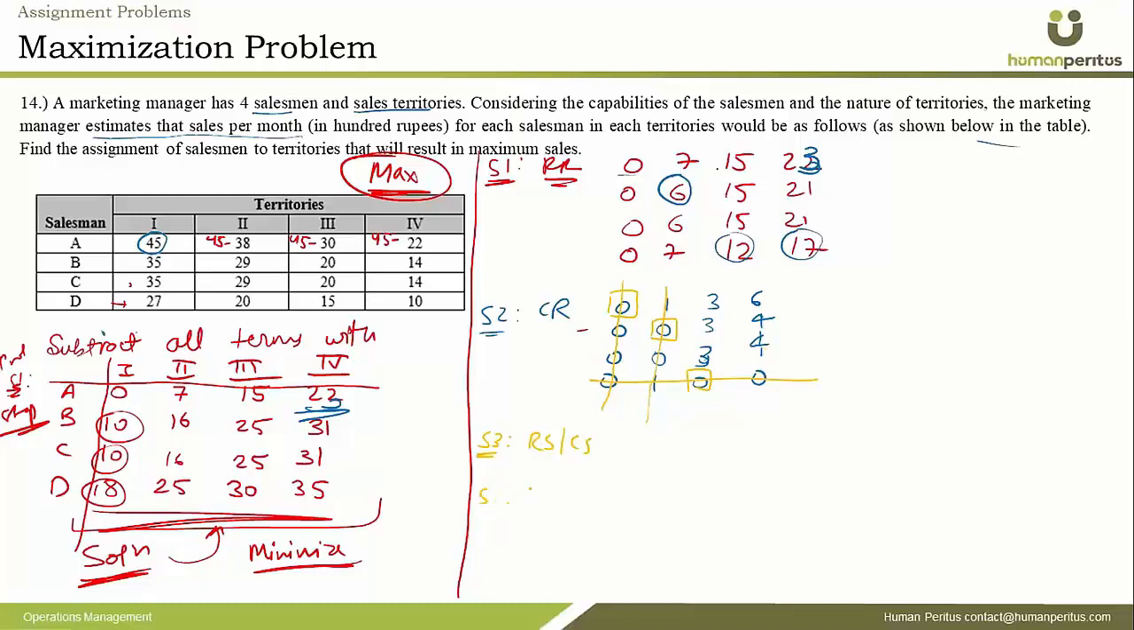Now I have to check the order against the lines drawn. The order of the matrix is 4. The number of lines drawn is 3. So not equal. I have to move to step 5.